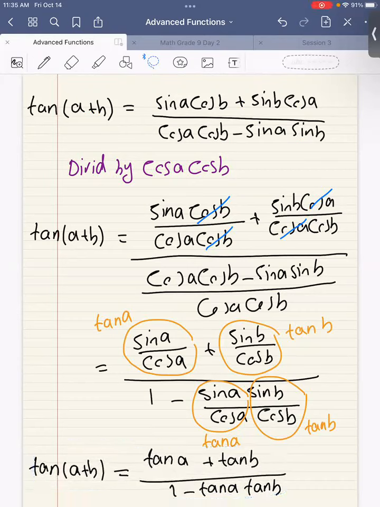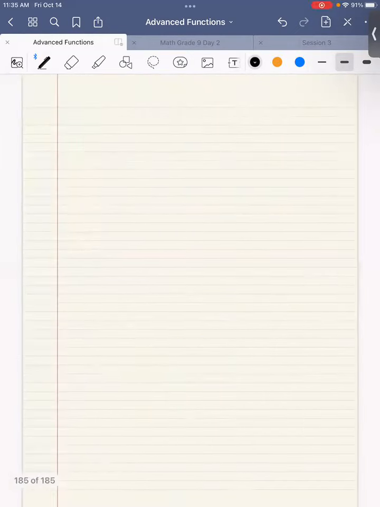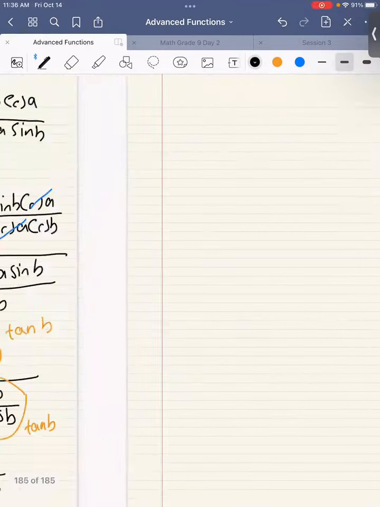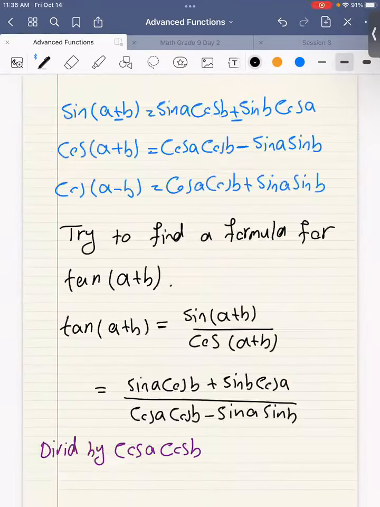Clear? Everyone, is it clear what we did? Yes. Very good.